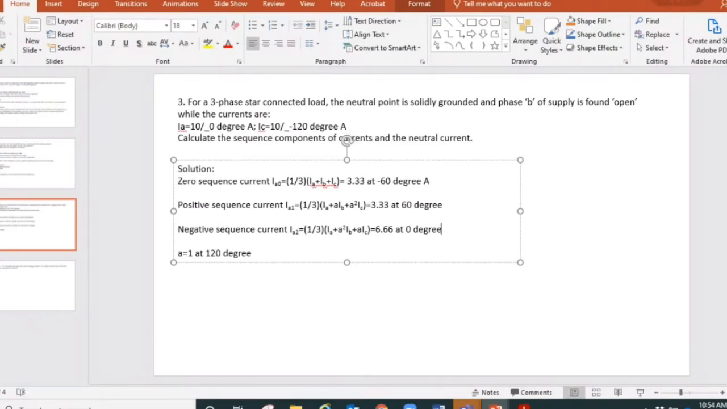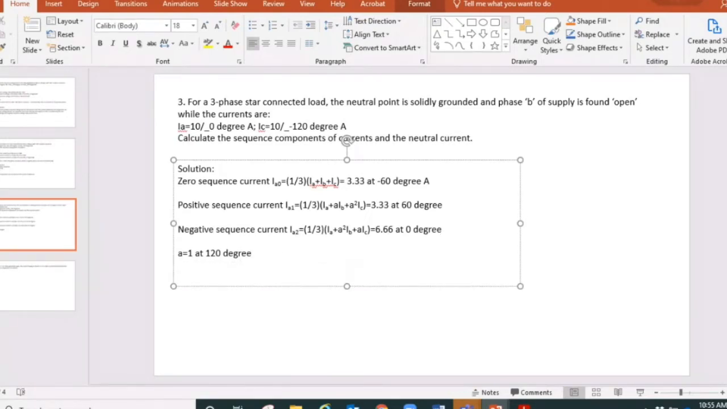So for this type of analysis, this is a real example of asymmetrical or unbalanced system. The system is unbalanced because of the phase B supply line found to be open. All the three sequence components are present. Their magnitudes are different, angles different from each other. They are not separated from each other by 120 degree anymore. So that's the understanding of this tutorial.